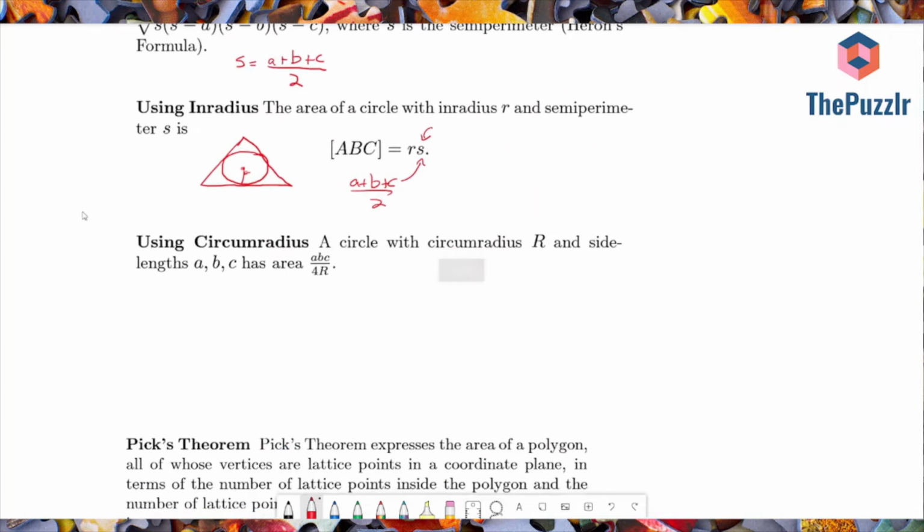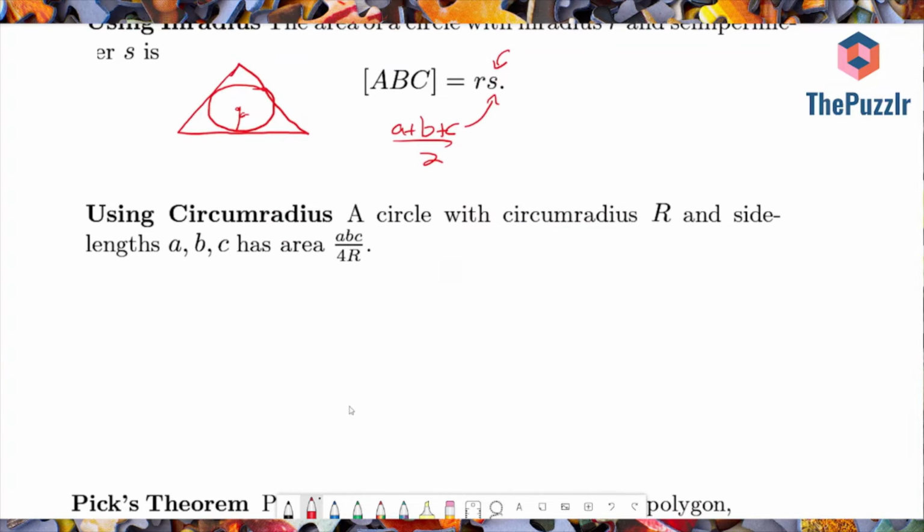You can also use the circumradius, which is the radius of the circle in which this triangle is inscribed. If you have a triangle like this, the circumcircle would look something like this. So the circumradius would be the distance from the center to one of the points. A triangle with circumradius r and side lengths a, b, c has area abc divided by 4r.